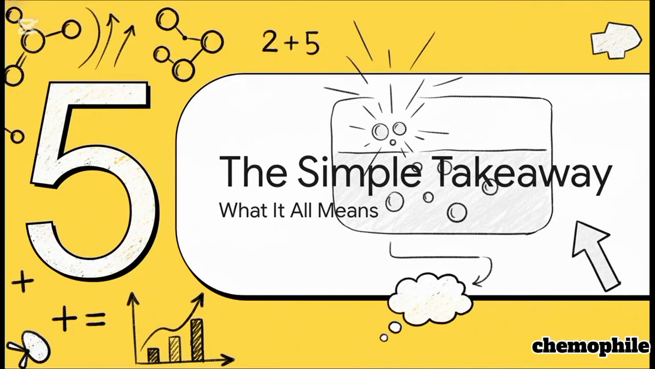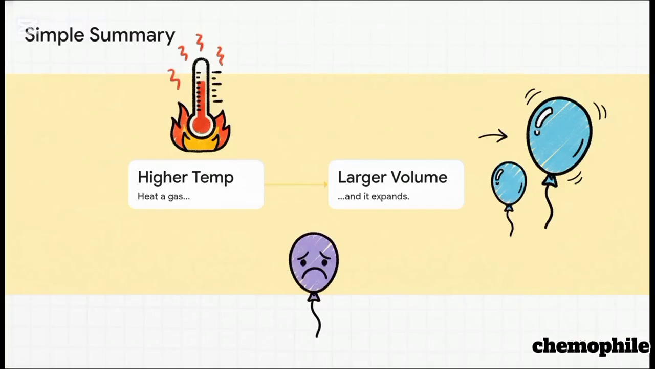All right, we've talked about zippy molecules, we've looked at the math, so when you boil it all down, what's the one simple thing you really need to remember from all of this? It's really just this. As long as the pressure stays the same, if you make a gas hotter, it takes up more space. Heat it up, it expands. Cool it down, it shrinks. That's it. That is the entire secret behind our sad, shrinking party balloon on a cold day.